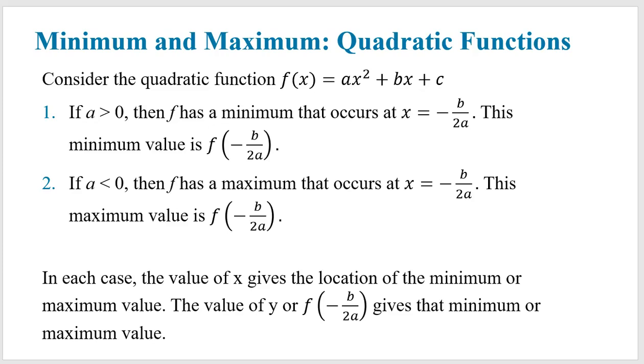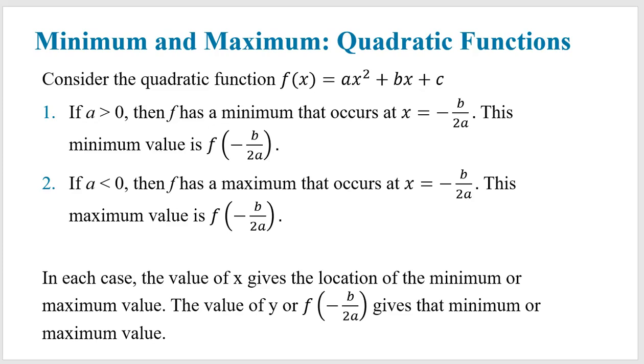Or a maximum. So if your a value is positive, that means your parabola is pointing upwards. This means that your vertex will be the minimum. So the minimum will occur at the x value, your h value of your vertex, and the minimum value of the function will be the y value.